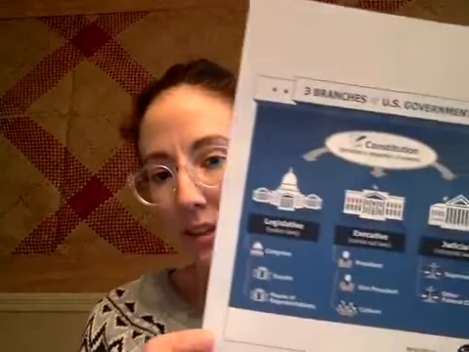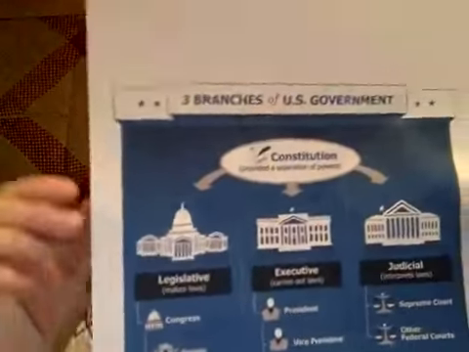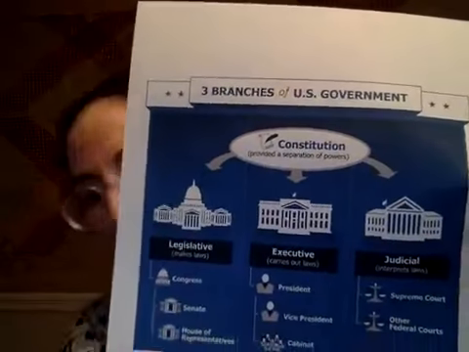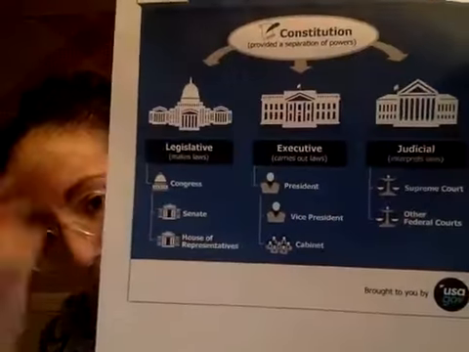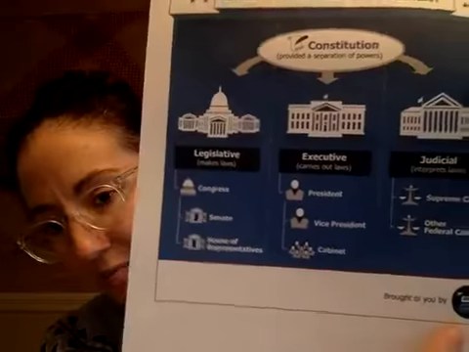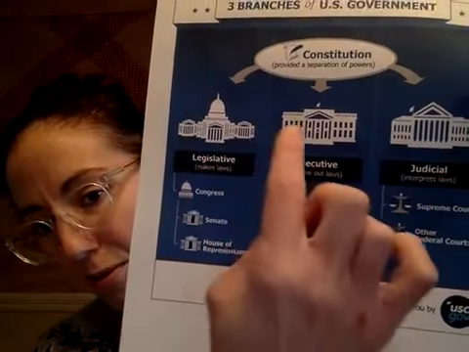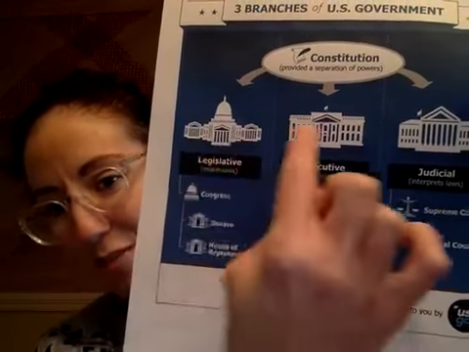So first, let's break down this question a little bit. The question is, name one branch or part of the government. When we say branch, you can think of a tree and the branches that come off the top of the tree. So we're going to mainly be looking at this graphic today. 3 branches of U.S. government, posted by USA Gov. So there are 3 main branches of the government.